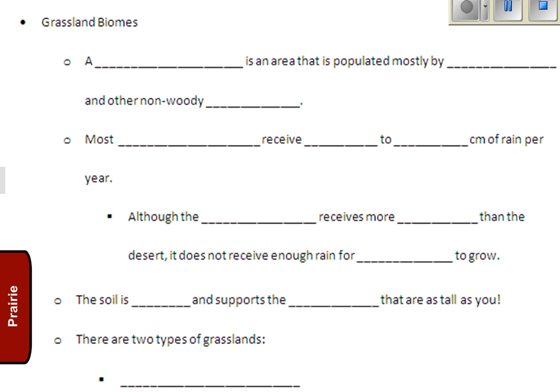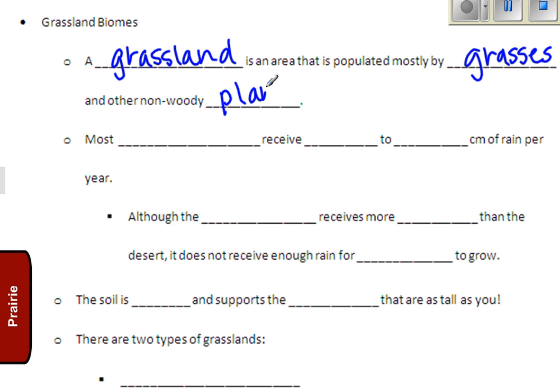So that leads us to learn more about our next biome, which is the grassland biome. A grassland is an area that is populated mostly by grasses and other non-woody plants. So this means no trees. There are no trees in the grassland, or very few.